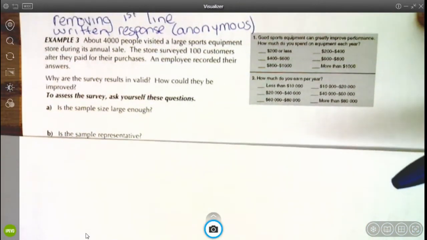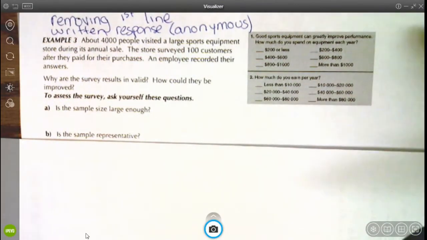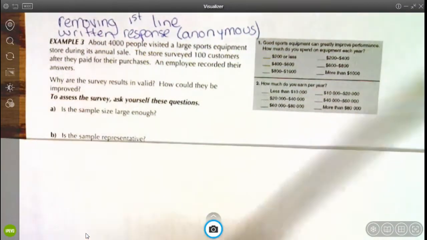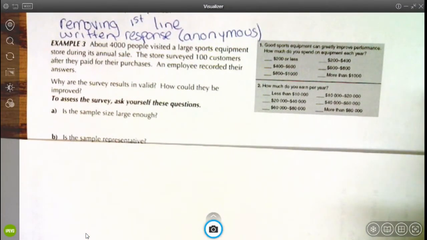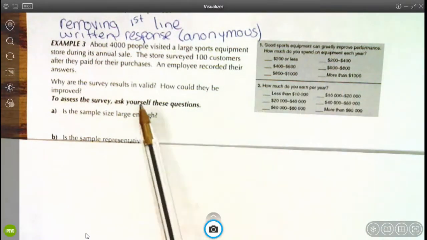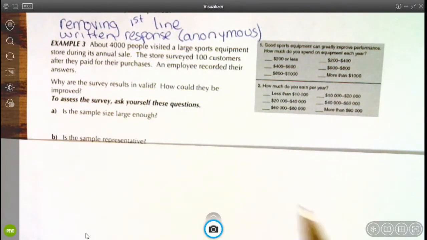So we have about 4,000 people visited a large sports equipment store during its annual sale. The store surveyed 100 customers after they paid for their purchases. An employee recorded their answers here. This is the survey. So why are the survey results invalid and how could they be improved?